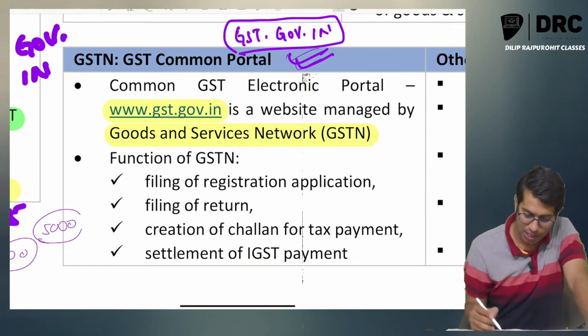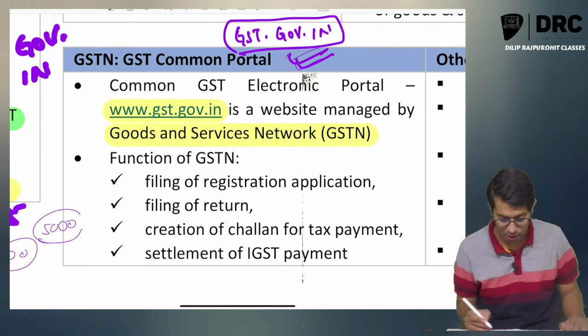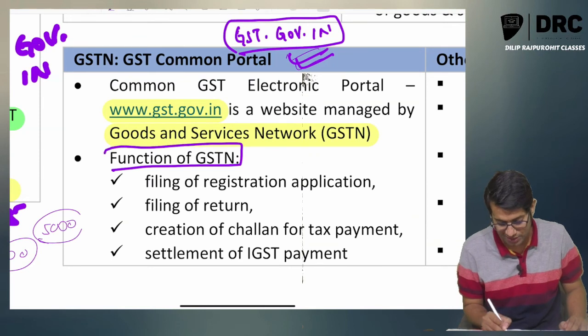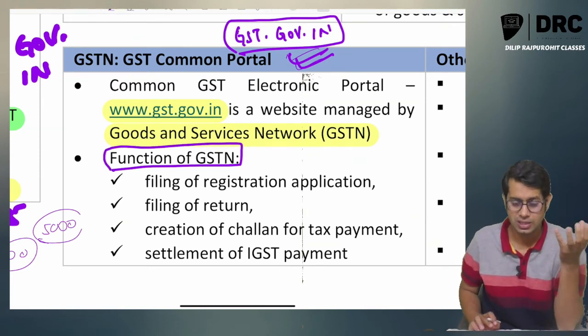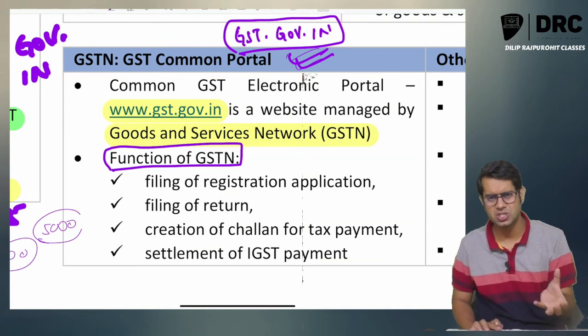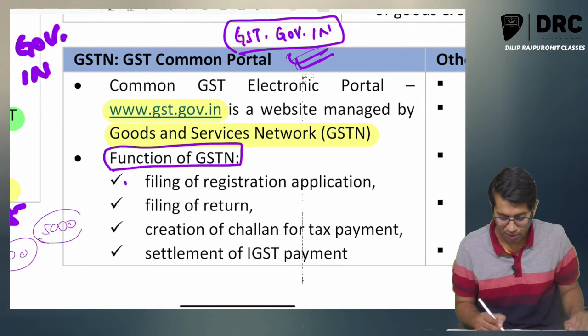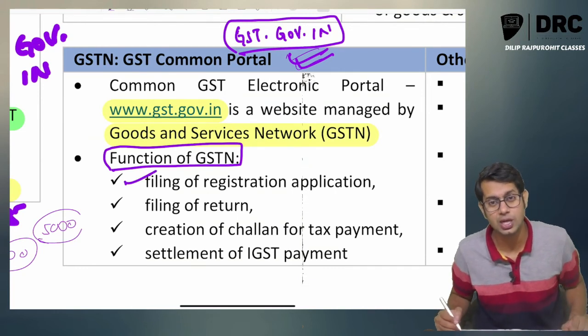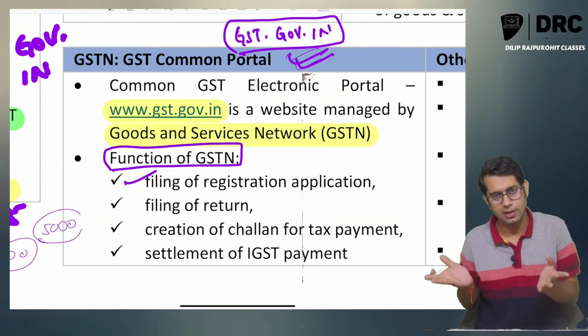Sir, what are the different activities which can be undertaken by me on this GST common portal? What are the functions? This is the question which they normally ask in the examination: functions of GSTN, or functions of the GST common portal, or functions of gst.gov.in. First, filing of registration application. I want to take registration under GST law, so I go to this portal and take registration.